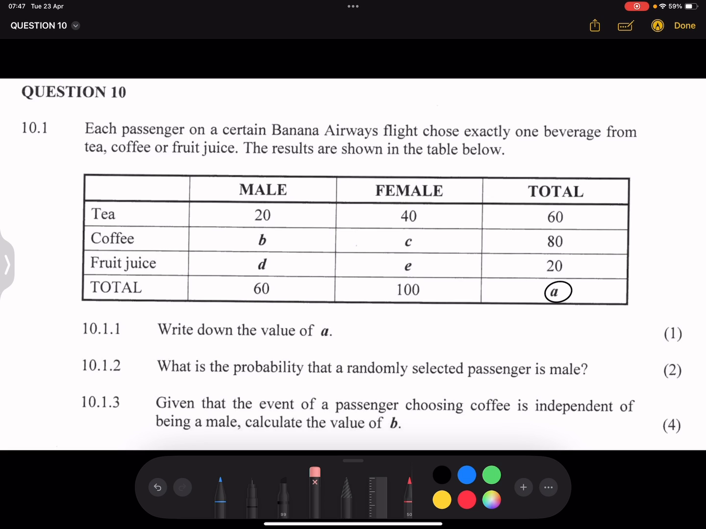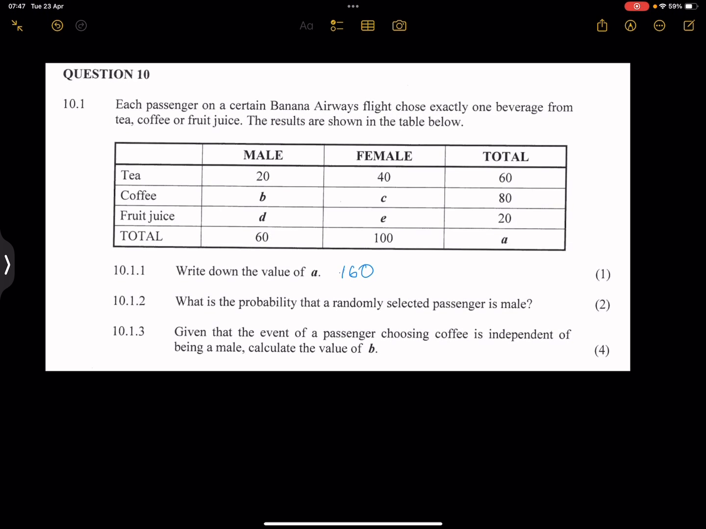So we can say 60 plus 80 plus 20, right, which will give us 160. Or I can say 100 plus 60, which will give us 160. So the value of A should be 160. Okay, so I hope that makes sense.